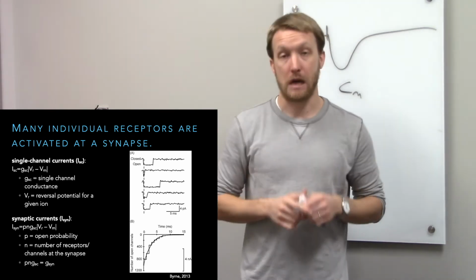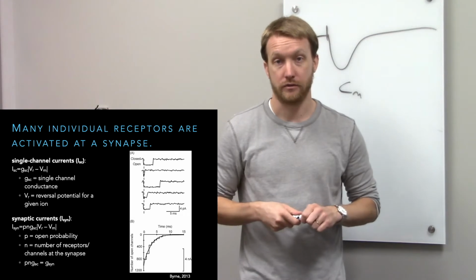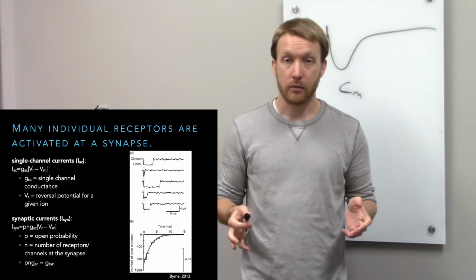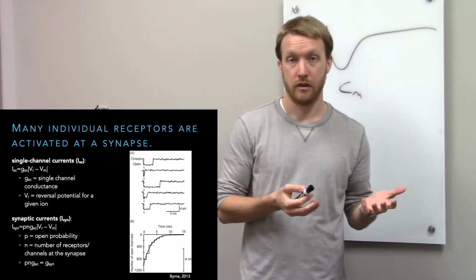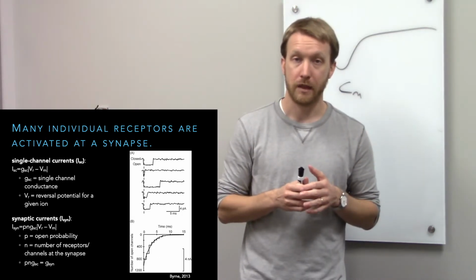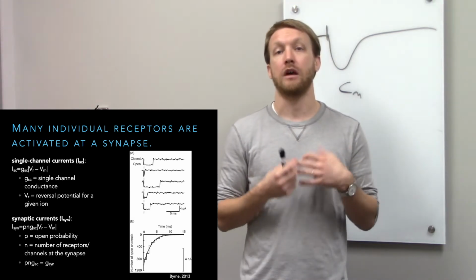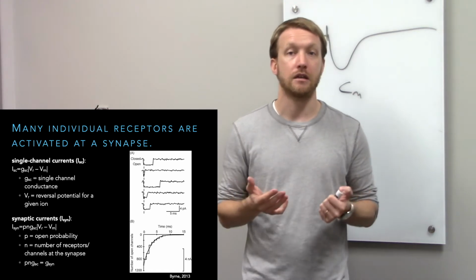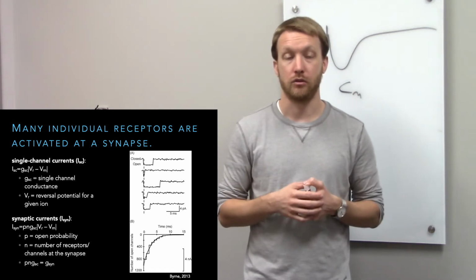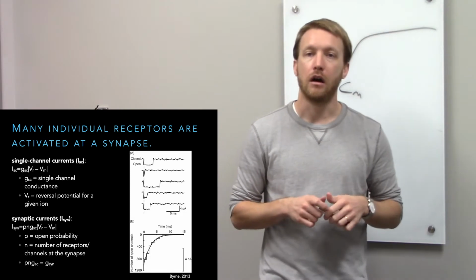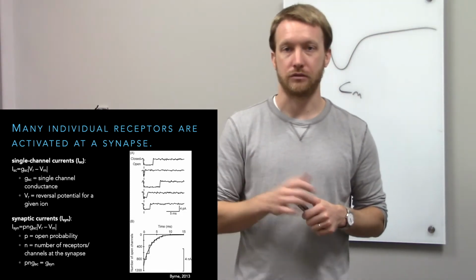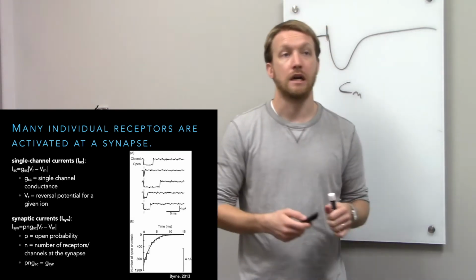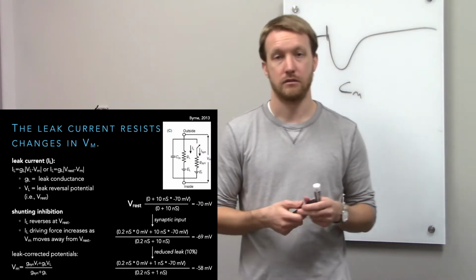And then the open probability is also going to factor in here. If your receptors have a high open probability, you'll expect a larger current. If they have a lower open probability, you'll expect more of them to be closed, and thus you'll have a smaller current. It's still just V equals IR. We're just essentially taking an average, or I guess a sum, of our individual single channel currents. But it's still V equals IR. And so is this.